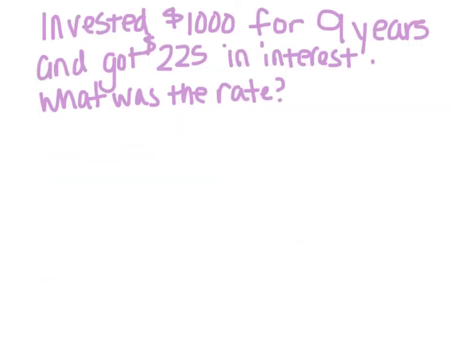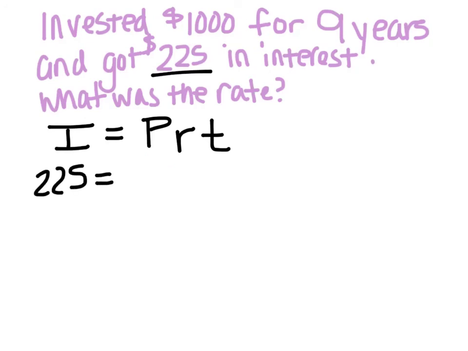Alright, for our last example here, it says we invested $1,000 for 9 years and got $225 back in interest. And I want to know what was the interest rate. So for this one, we start with our equation. Interest equals principal times rate times time. In this one, we know the amount of interest, $225. We know how much we invested, or we know our principal. We don't know our rate, so I can put times r. And we know our time was 9 years.